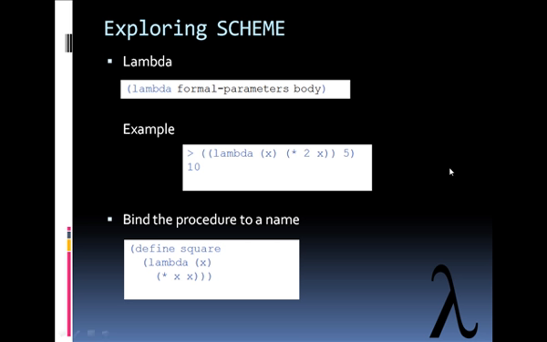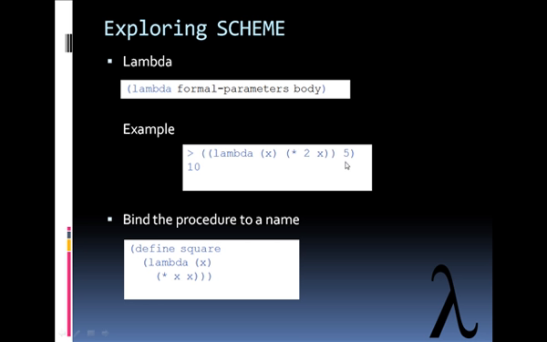Lambda expressions return a procedure. Let's start by creating a procedure taking one argument and returning the argument multiplied by 2. Now we have to provide it with an argument. For example, 5. This is done in the following way.